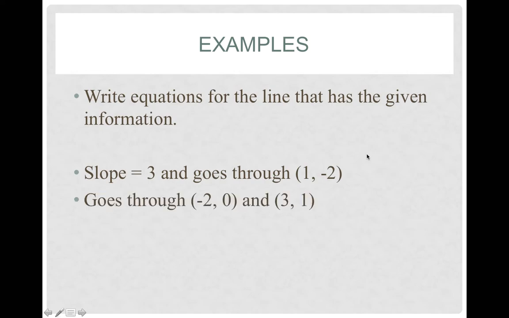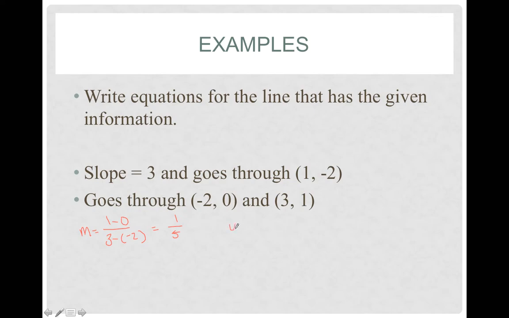What about this next one? What if I said it just goes through 2 points? Well, with any of our equations, we need a slope. So we need to find slope. So I need to figure out what is m. M is 1 minus 0 over 3 minus -2. So I did y minus y over x minus x. So I get the slope of 1 over 3 minus -2 is 5.